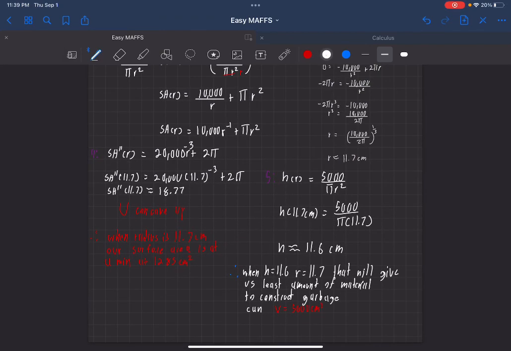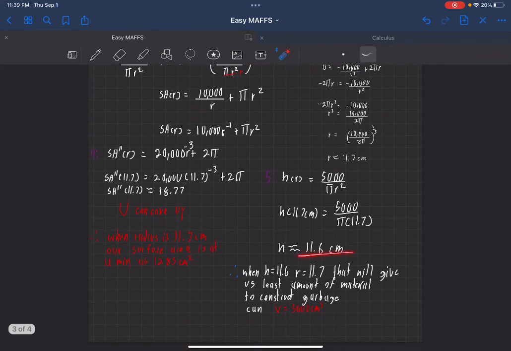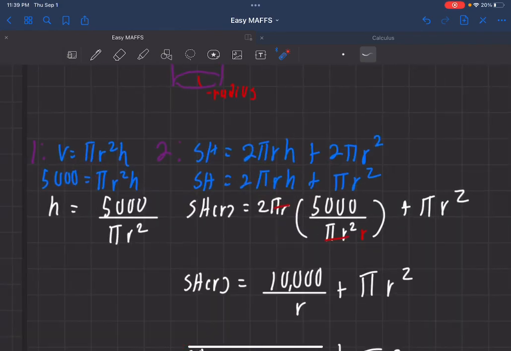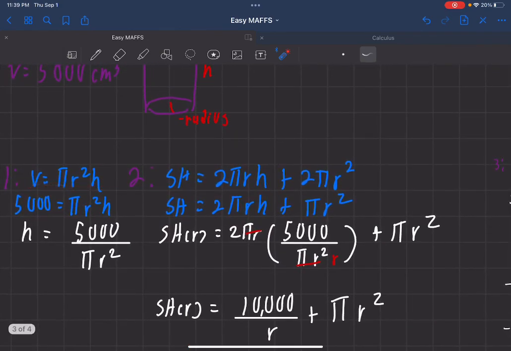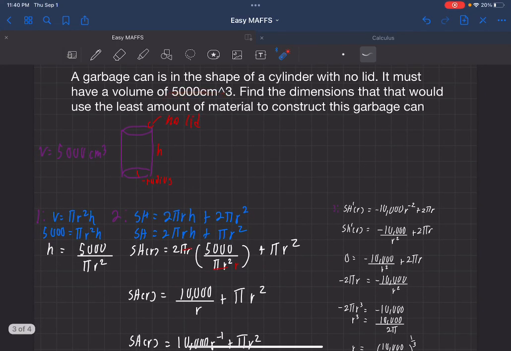And if we want to double check whether or not we did everything correct, we can plug our height and our radius back into our original volume equation, so this equation. So let's do that real quick. So pi times our radius. So what was our radius? 11.7 we said. So pi times 11.7 squared times our height, so 11.6. And you should get around 4,989. And of course, it's not equal to 5,000. Why? Well, because we rounded. If we didn't round, we'd get exactly 5,000 centimeters cubed. But that's close enough. That's close enough to verify that we did everything correct.